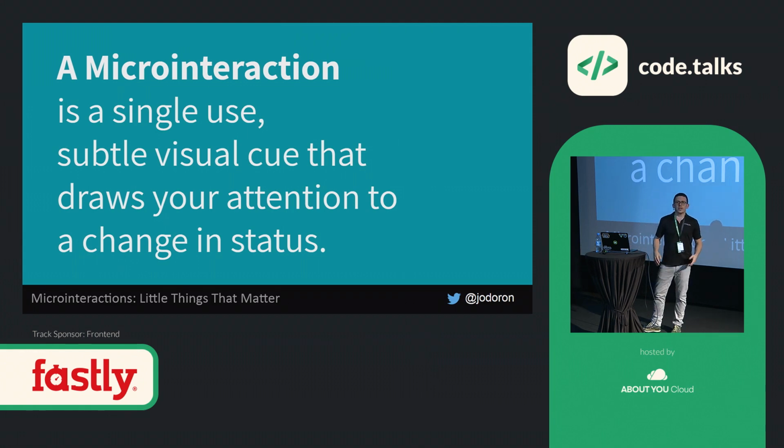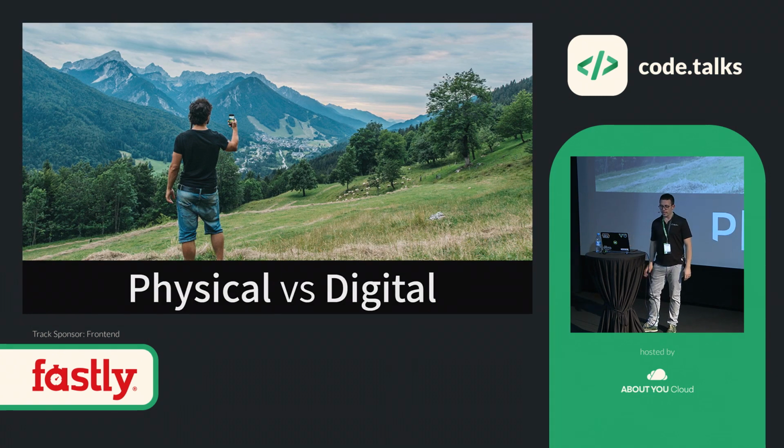So, simply put, a microinteraction is a single-use visual cue that draws the user's attention to a change in status or a change in the state of the application or a certain part of the application. And of course, we have examples from the physical world and the digital world, and we're going to see a few of them right now.